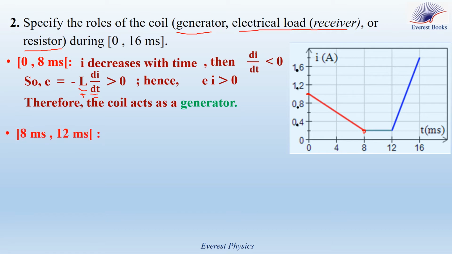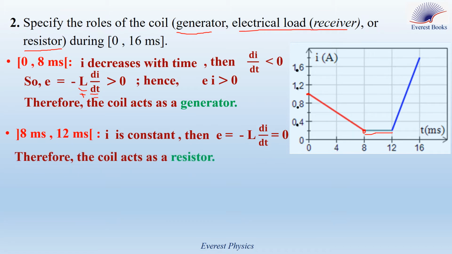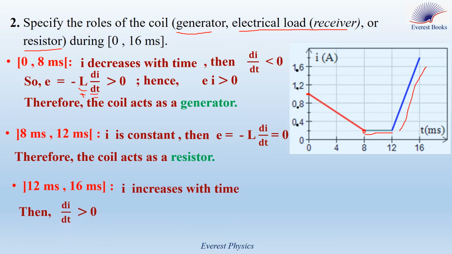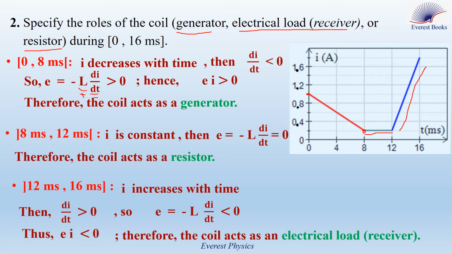Now, in the time interval 8-12 milliseconds, according to the curve, the current remains constant during this time interval. So dI by dt is equal to 0, then E is equal to 0. Therefore, the coil acts as a resistor. In the time interval 12-16 milliseconds, the curve shows that the current increases during this time interval. Then I increases, so dI by dt is positive, therefore E is negative, so E times I is negative, therefore the coil acts as an electrical load or receiver.